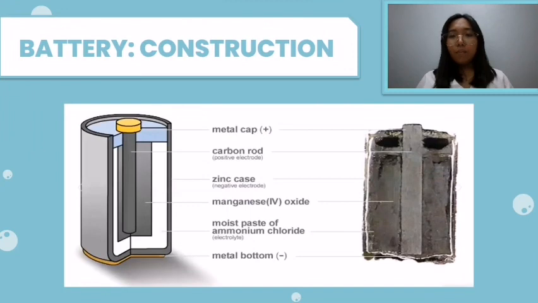Let's tackle naman about sa battery construction. So, these are the parts of the battery. Sa parang yellow part doon sa picture, ito yung tinatawag na metal cap. Then yung nasa gitna is carbon rod, or positive electrode. Then yung zinc case naman niya, ito yung negative electrode. Meron ding manganese oxide. Ito yung parang abo-abo.